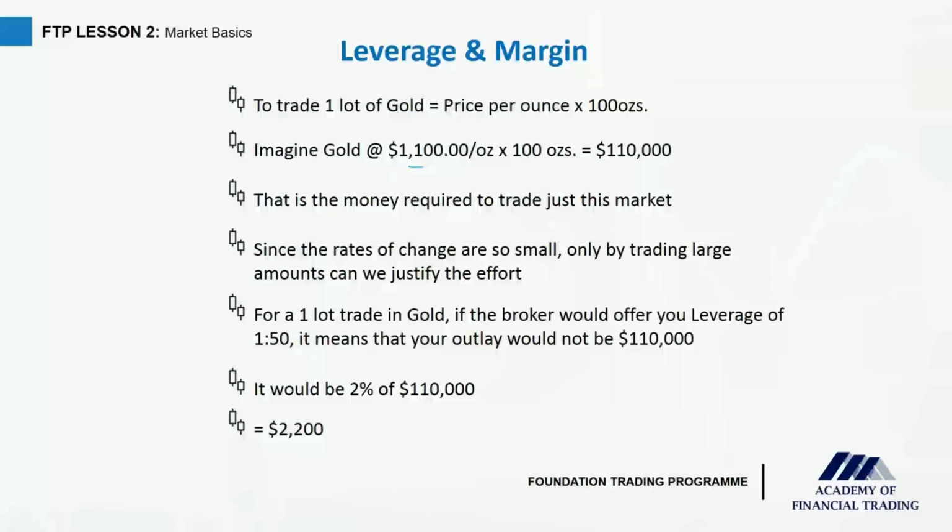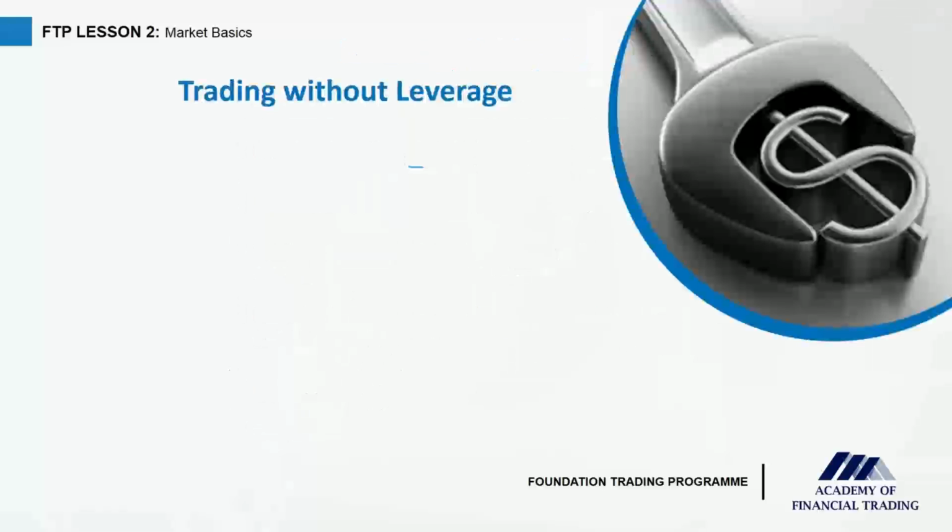Might sound risky, Simon, but that's where the risk management comes into effect. You're not risking 110,000. You're still only risking 2,200. So you're not risking any more than what you have put down, but you have access to that larger trade size. The broker gains because the broker still will charge you a transactional cost. We'll go through that in a very short time. Don't worry too much about it.